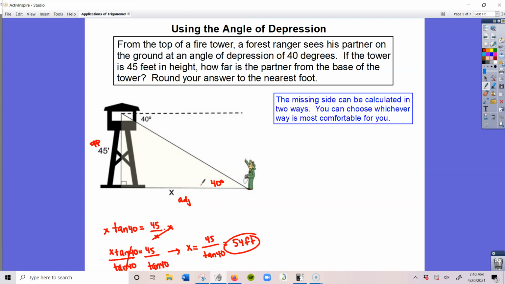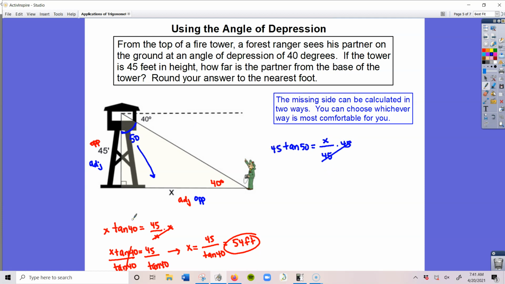Now let's say I chose not to use this relationship. If I know that my angle of depression is 40 degrees, then this angle here, because these two would have to add up to 90, would have to be 50 degrees. So what I can do now is that this x is now the opposite side, and the 45 is now the adjacent side. So this would still be tangent, but it would just look a little bit different. Now we would get the tangent of 50 is going to equal the opposite, which is x, over the adjacent, which is 45.